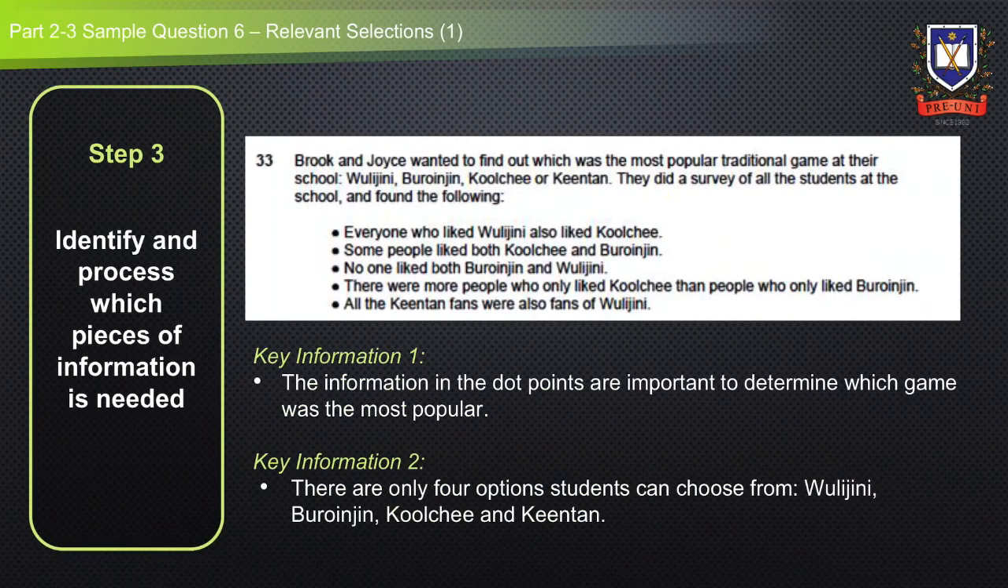Next is to identify and process which pieces of information are needed. There are 2 key pieces of information. Key information 1 is that the information in the dot points is important to determine which game was the most popular. Key information 2 is that there are only 4 options students can choose from, which is Woolajini, Burin Jin, Kulchi, and Kintan.